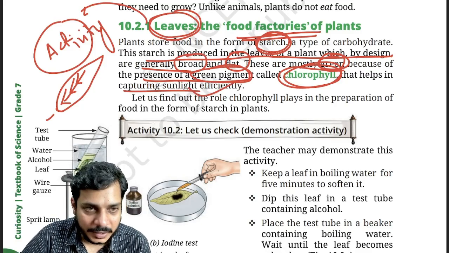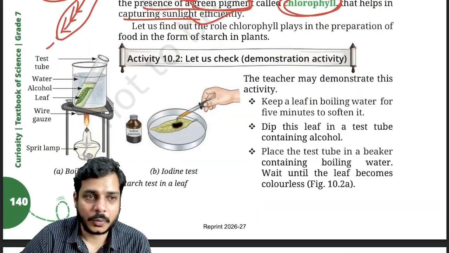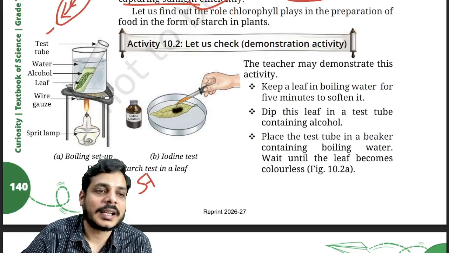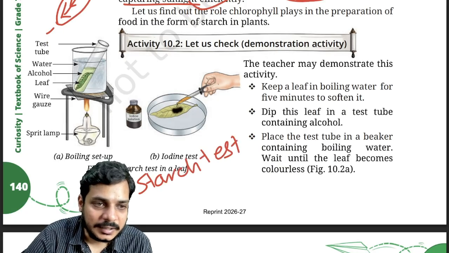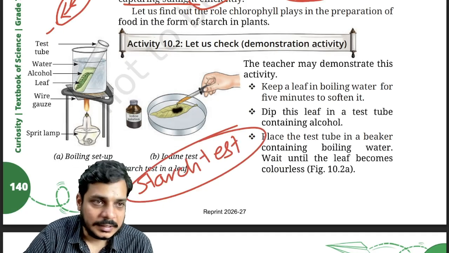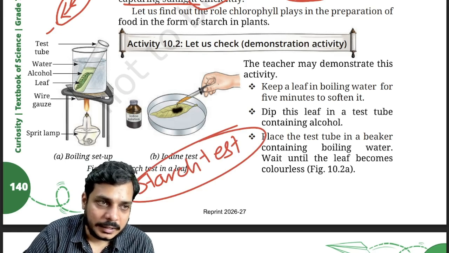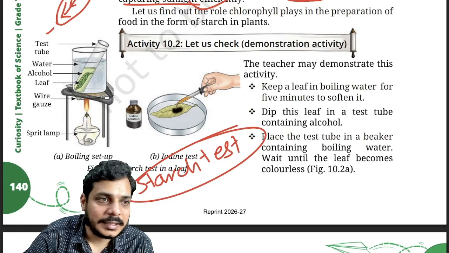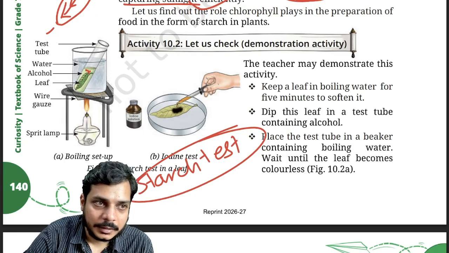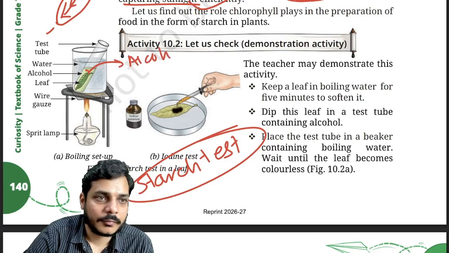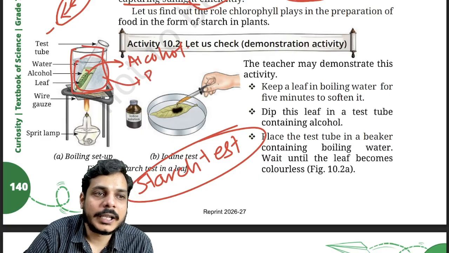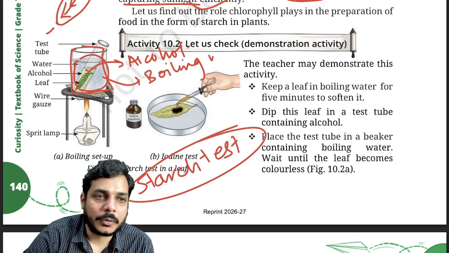Okay. Now let us demonstrate the activity. We are again using iodine solution. We are saying that let me take the starch test. Okay, so in this activity, they are taking a leaf. The leaf has been put into alcohol. This is alcohol. Okay, and this setup is put into a beaker which has water in it, and this water is boiling water.